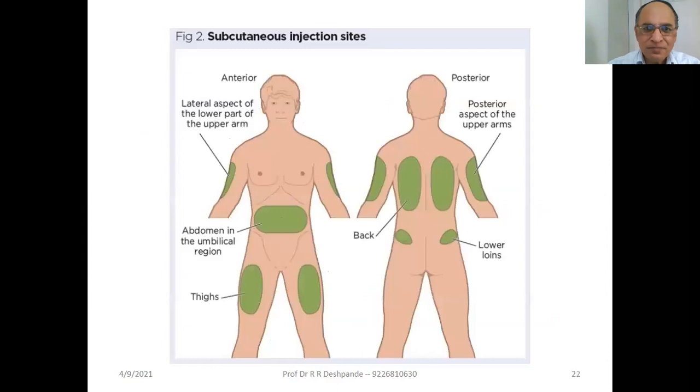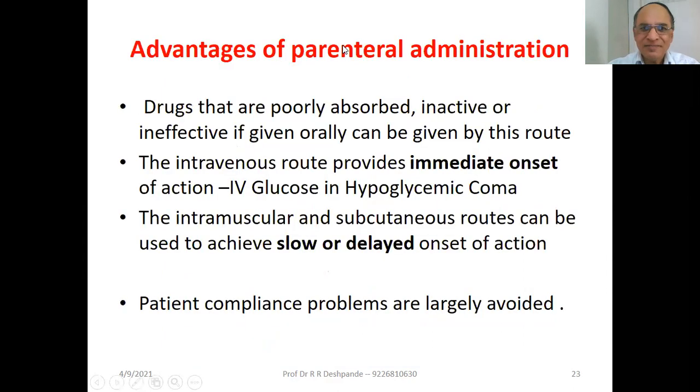Remember my words. Subcutaneous injection sites: you can see here the lateral aspect of the upper arm. Then this is the abdomen. This is the thighs. These are the areas of subcutaneous injection sites.